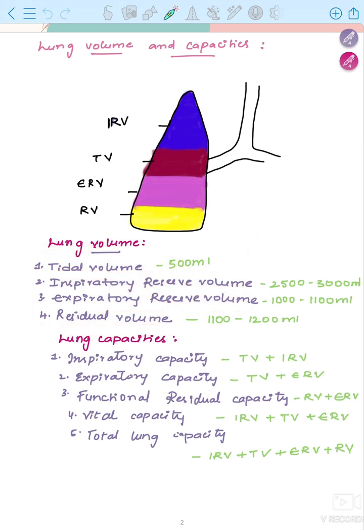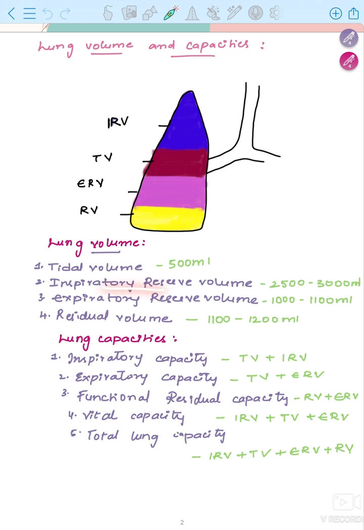What is meant by tidal volume? During normal breathing, inspiration will occur and expiration will occur, right? The volume of air inspired or expired during normal breathing is known as tidal volume. 500 ml of air will be inspired or expired during normal breathing.